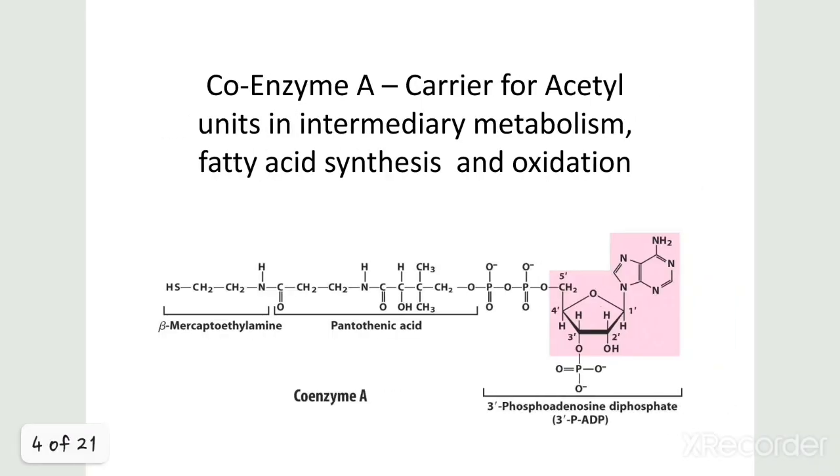Now, if we see the structure of coenzyme A, it consists of beta-mercaptoethylamine and pantothenic acid and then two phosphate groups that are attached to ADP. This ADP is 3-phospho-ADP because at the third position of adenosine, a phosphate group is attached. Thus, it is called 3-phosphoadenosine diphosphate. Combined, they form coenzyme A. Well, coenzyme A is a carrier for acetyl units in intermediary metabolism and it is involved in fatty acid synthesis and oxidation.